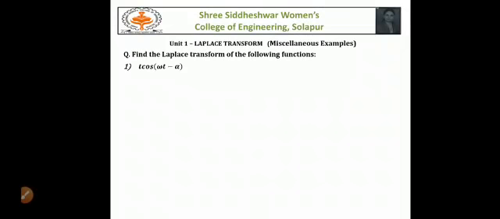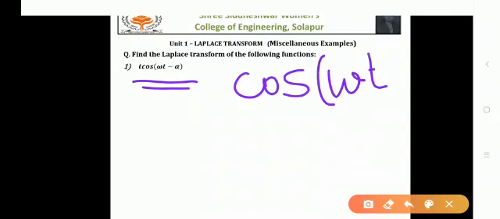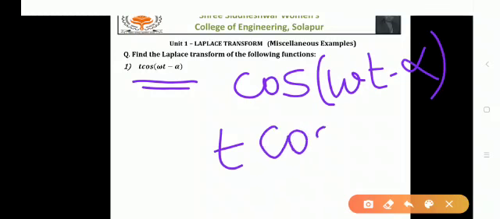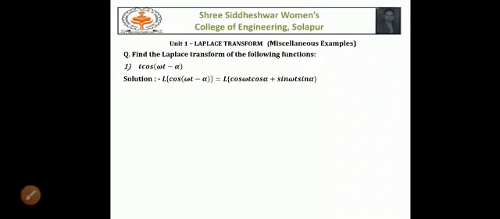First, t into cos of omega t minus alpha. Obviously, it is very clear that first we have to find the Laplace transform of cos of omega t minus alpha, and then we have to apply the multiplication by t property to get the final answer. But before that, we have to simplify this function, cos of omega t minus alpha.